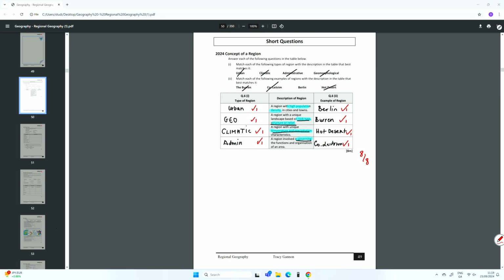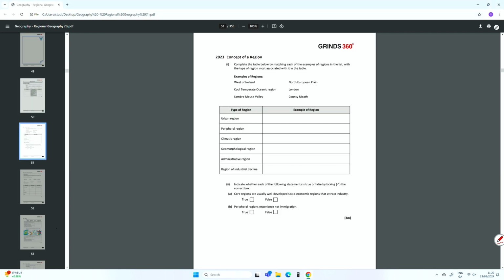Let's come across the page and look at page number 50. So here we see 2023's question. So very similar style question. So what are we asked? They say complete the table below by matching each of the examples of regions in the list with the type of region most associated with it in the table.